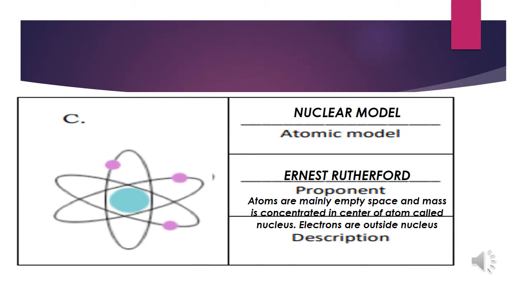For letter C, it is the nuclear model. Proponent is Ernest Rutherford. It says that atoms are mainly empty space and mass is concentrated in the center of the atom called the nucleus. Electrons are outside the nucleus.